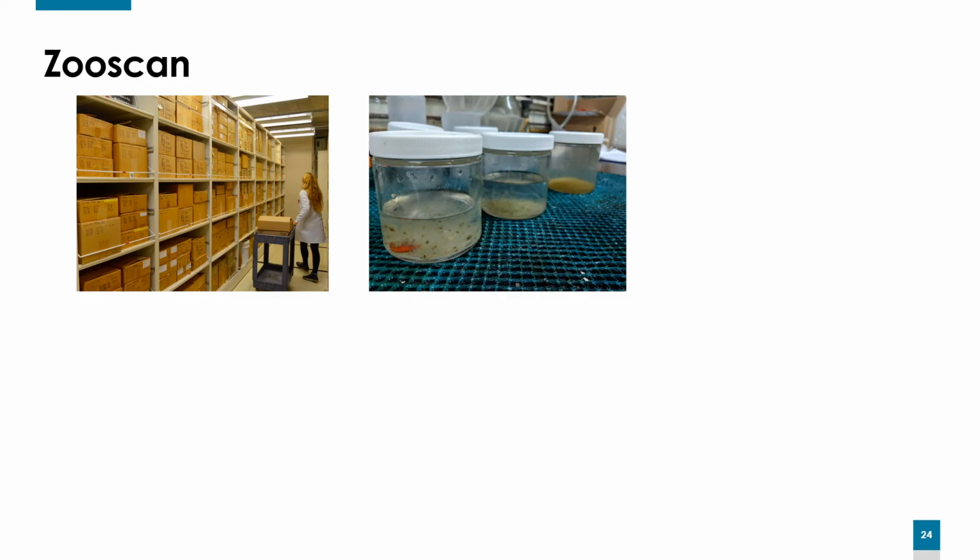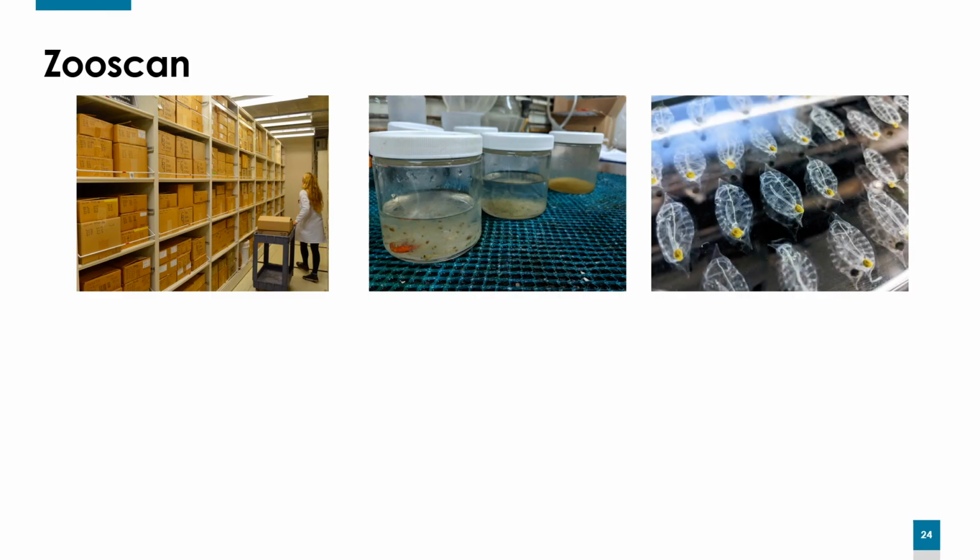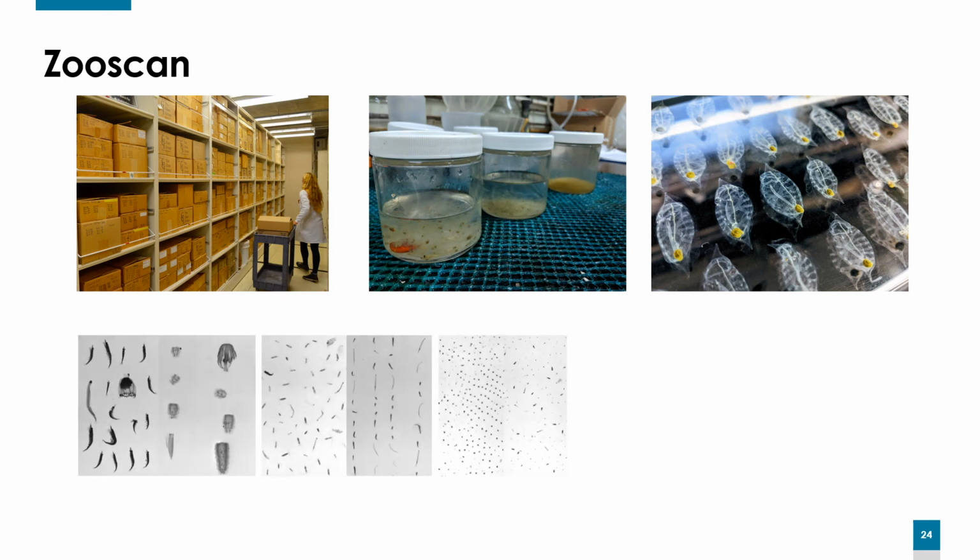And basically what I do with each sample is I split the sample based off of size. And then from there, I take an aliquot of the different size fractions and put the aliquot on the scan and disperse it so that none of the organisms are touching each other. And that's important because if the organisms are touching each other and you go to scan it, it'll make it very hard for me to separate and manually sort the images later.